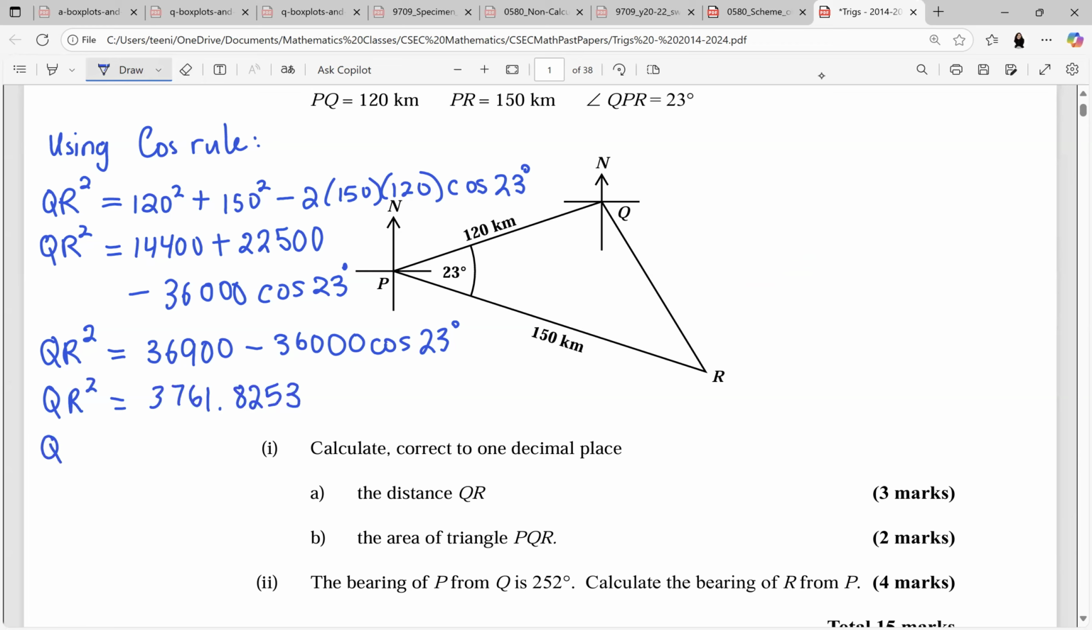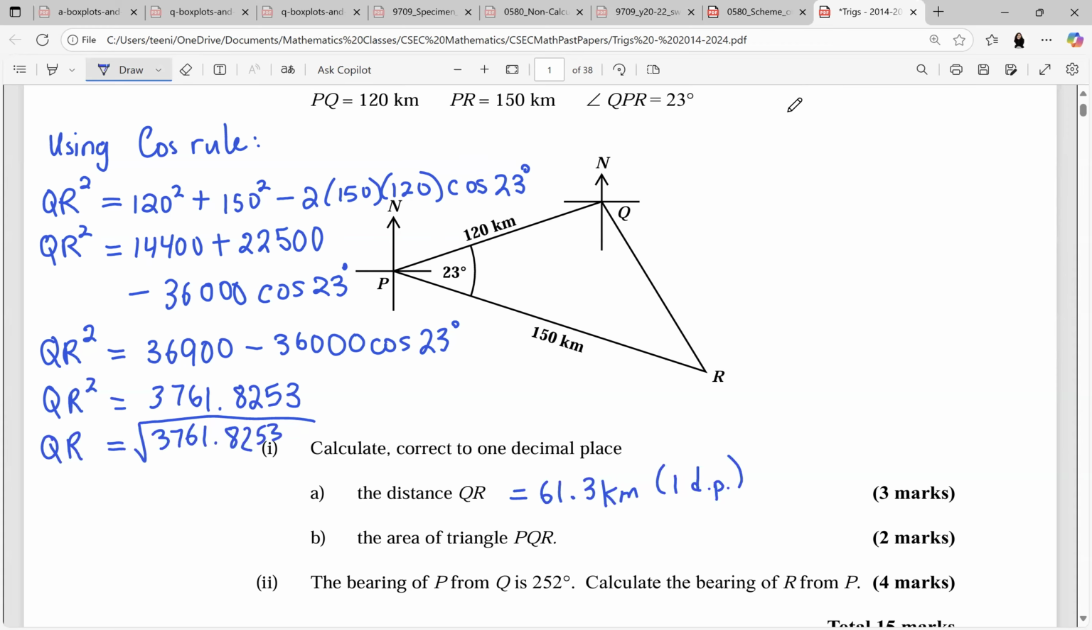So therefore, if QR squared is equal to 3761.8253, then QR will be the square root of that. So QR will be equal to 61.3 km, taken to one decimal place because they told us to. And that's the answer, Misha. That's how you type it in on your calculator, and how you do each of these steps. You understand? Yeah, I understand now.